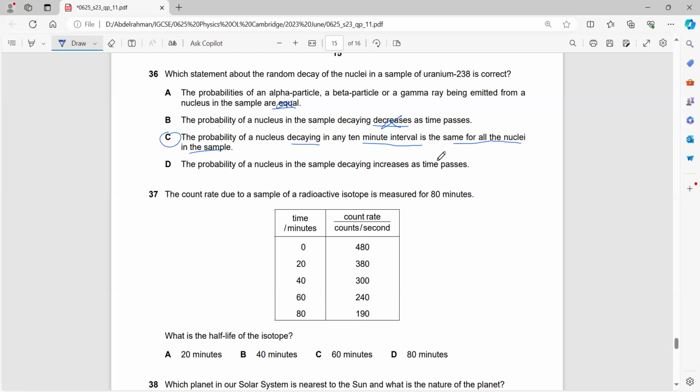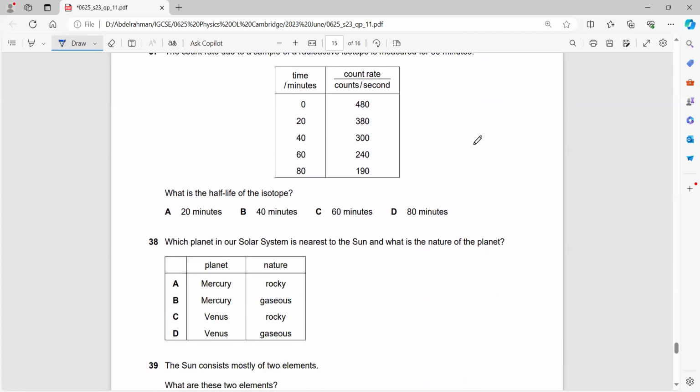What is the half-life of the isotope? How can I find the half-life of the isotope? Initially, it was 480. Divided by 2 is 240. 240 was after 60 minutes.